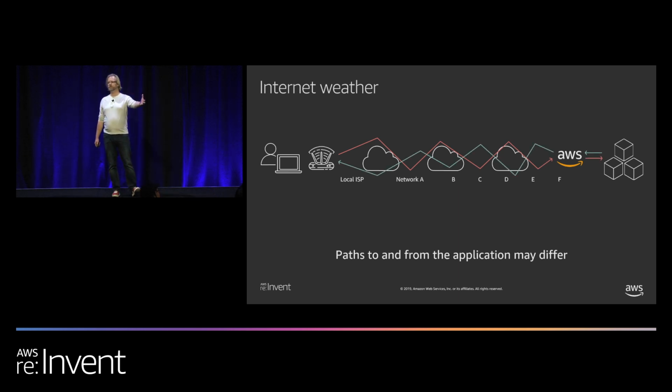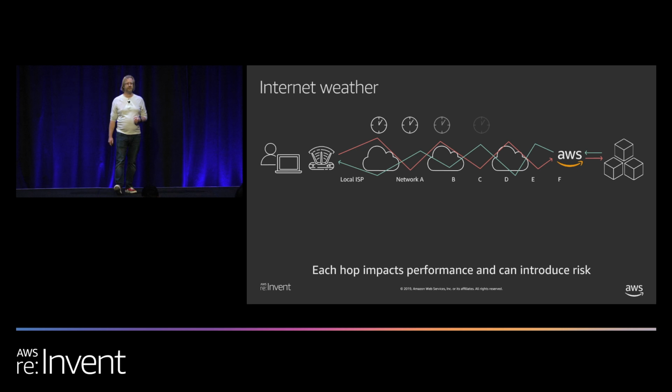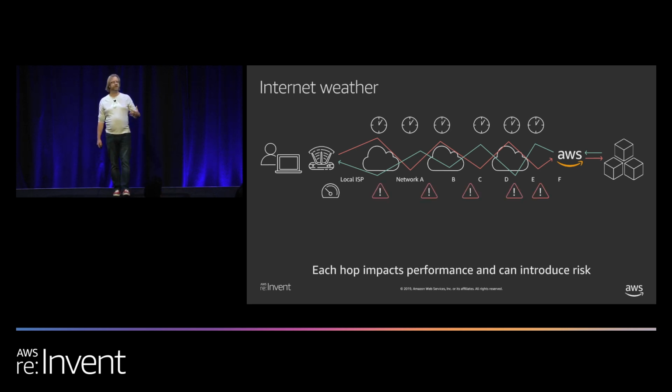So when your customer goes ahead and makes a request to talk to your workload, the return traffic may not be the same. So, of course, this is going to cause some issues, latencies. There could be problems along the way, rerouting. And these are things that we always like to say we can't control, right?